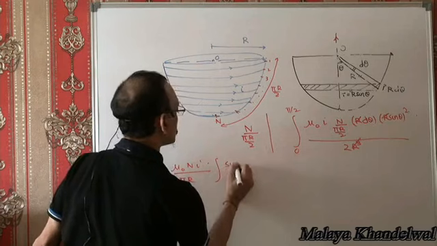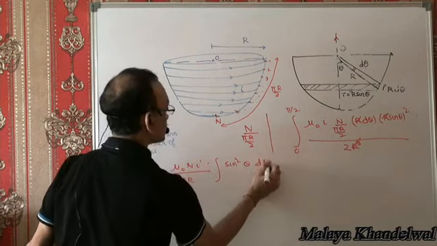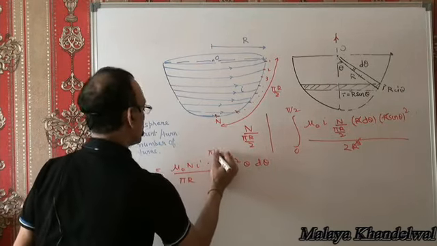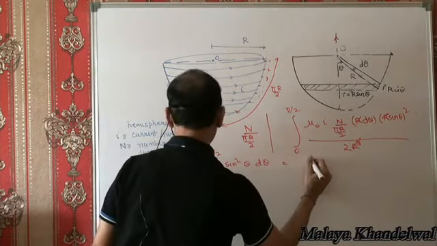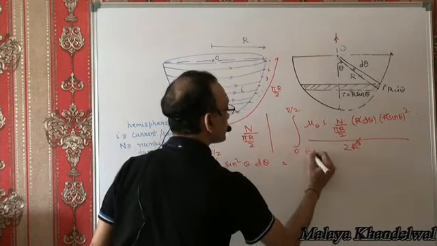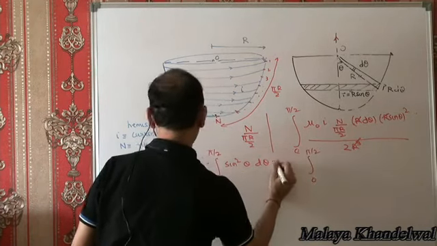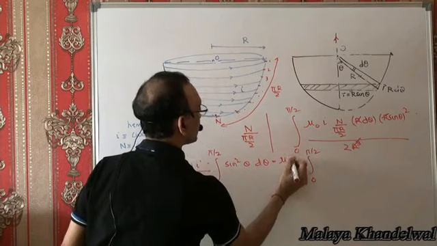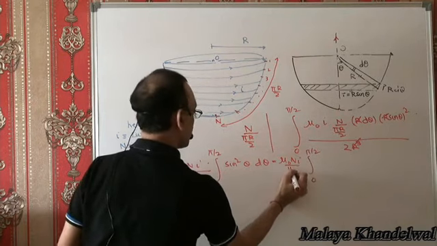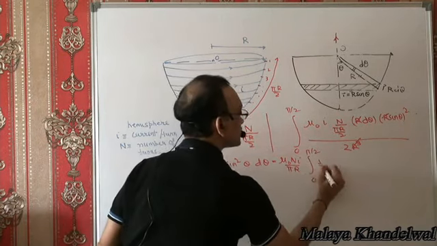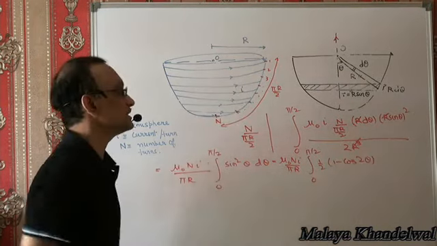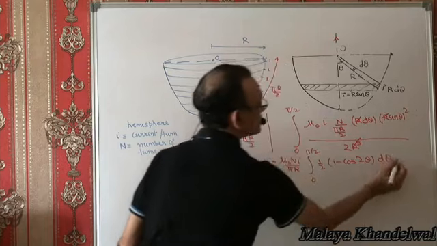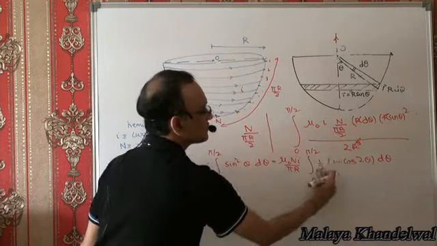sin squared theta d theta, where theta runs from 0 to pi by 2. I could have rewritten sin squared theta as half of 1 minus cos 2 theta. This is mu naught n i divided by pi r, integral of half of 1 minus cos 2 theta d theta, theta from 0 to pi by 2. And very easy to see, the cos 2 theta term will be 0 on integrating from 0 to pi by 2.